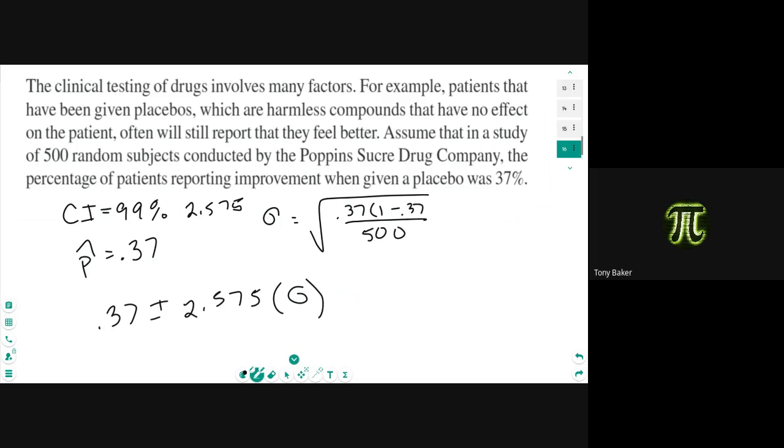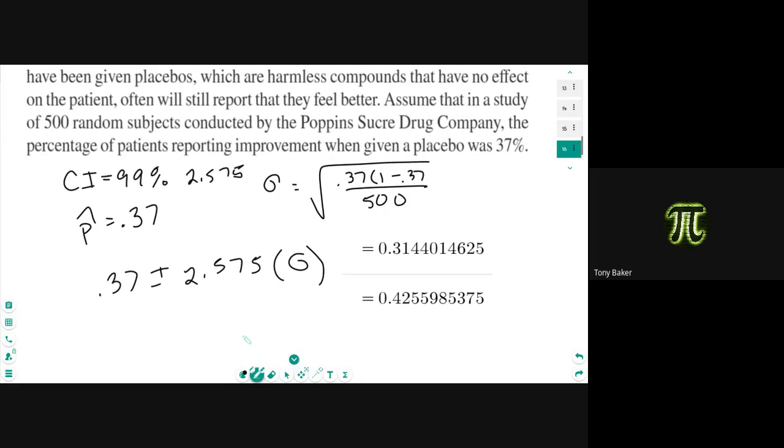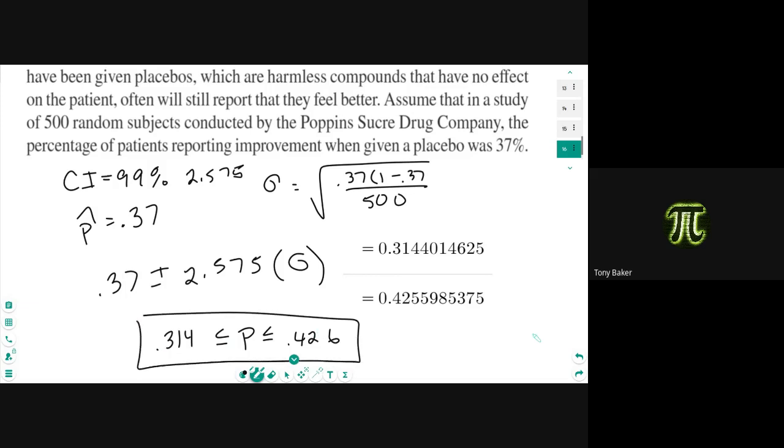You use 4 decimals for the standard deviation? I would. If you're going to type the number in, I would definitely use 4 decimal places for this. So 4 decimal places for your standard deviation was 0.0216. So the actual percentage of people showing improvement on the placebo would be somewhere between 0.314 and 0.426.